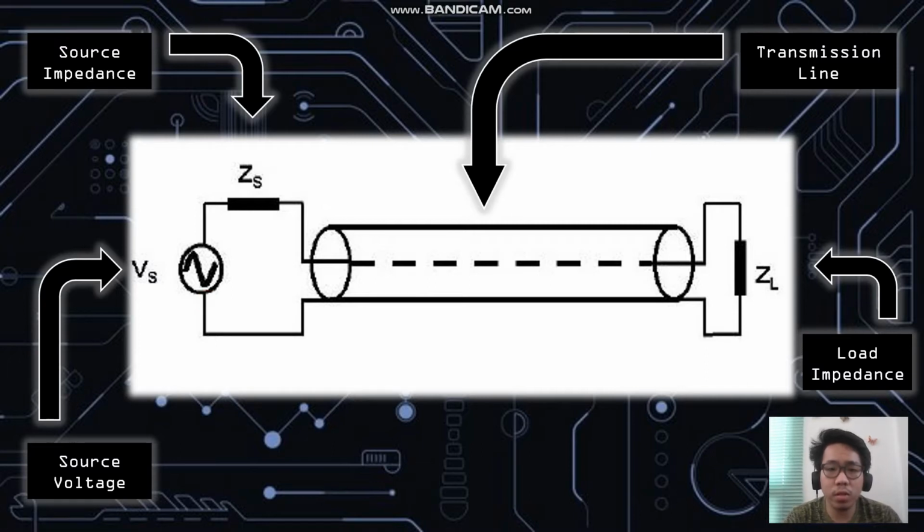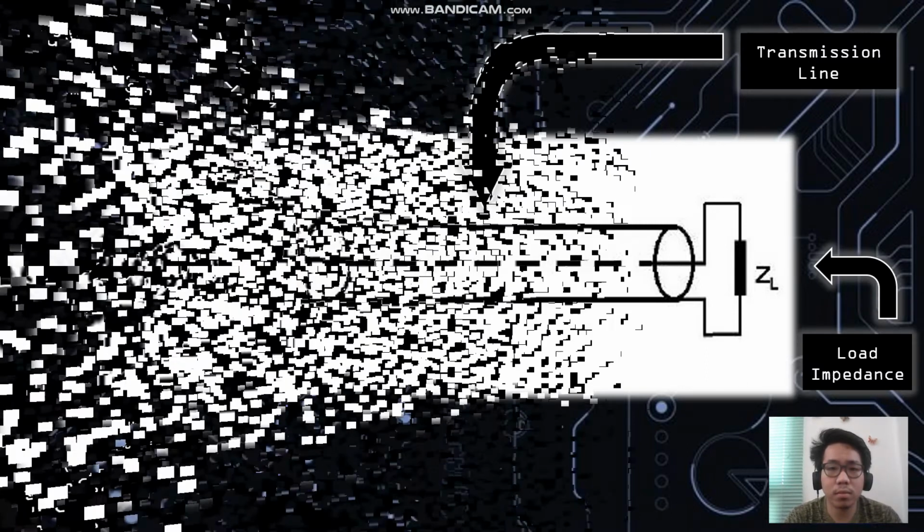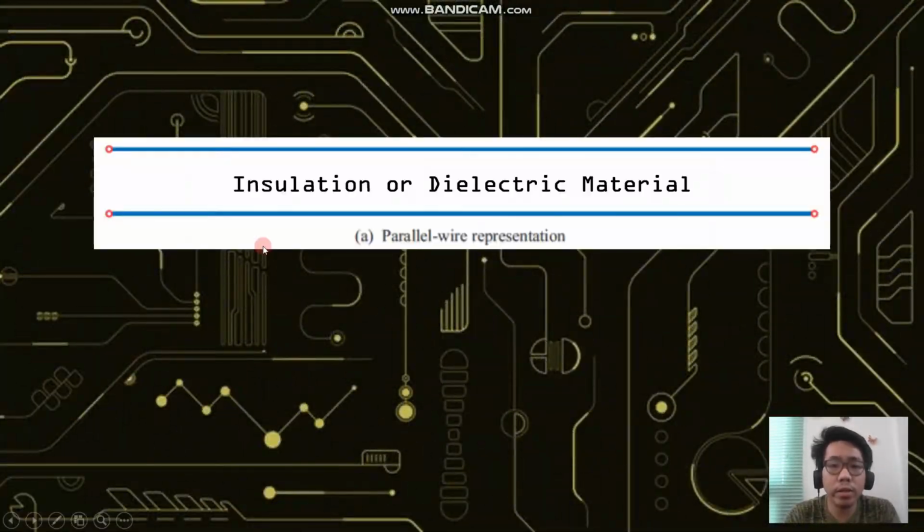Now let us focus on the transmission line. So here is the parallel wire representation of our transmission line. We have two conductors here, and we also have the insulation or dielectric material. These dielectrics can be rubber, air, vacuum, or any other materials that prevent the flow of electric current.